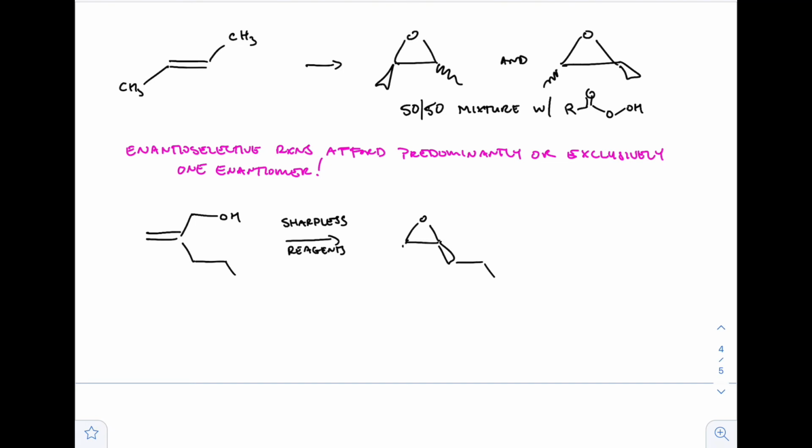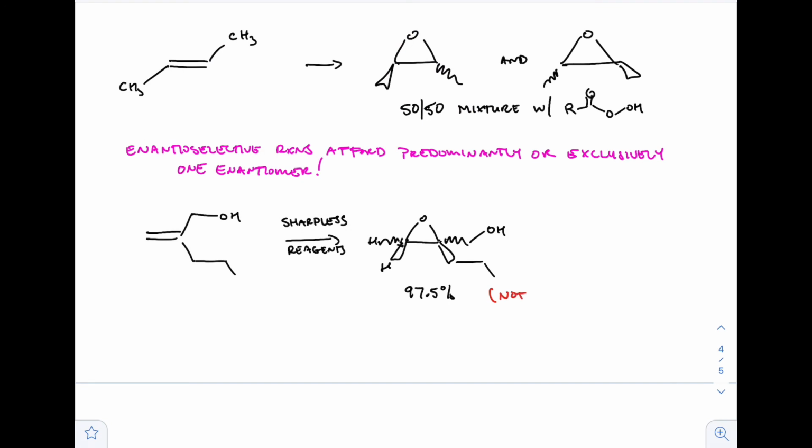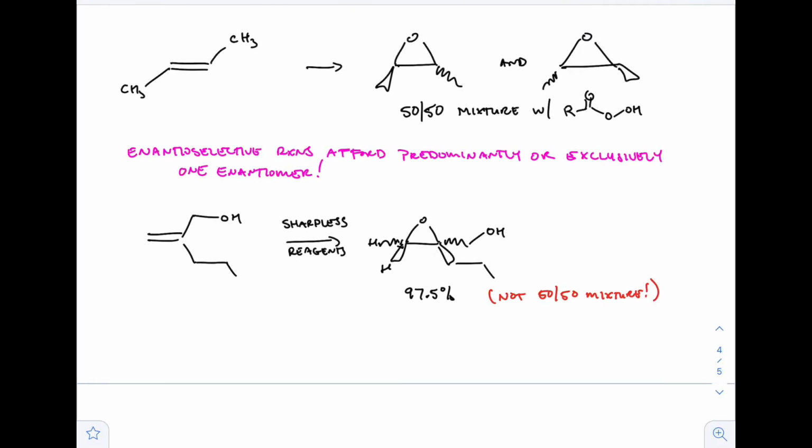And so using an allylic alcohol, if we have Sharpless reagents, we can get 97.5% of one enantiomer, just as an example on this particular reaction. Okay, and that means that we really only have 2.5% of the other enantiomer, not a 50-50 mixture. And that's crazy. That's awesome. That's great because when you're making pharmaceuticals, one enantiomer could be the active drug that can save lives, and the other enantiomer can be the exact opposite, which will straight up ruin your life.